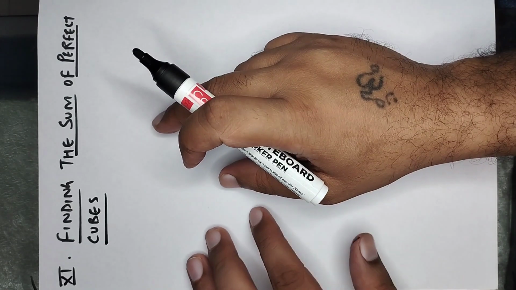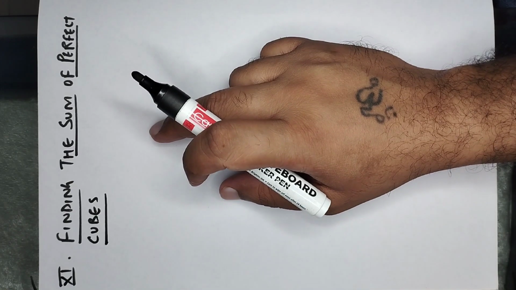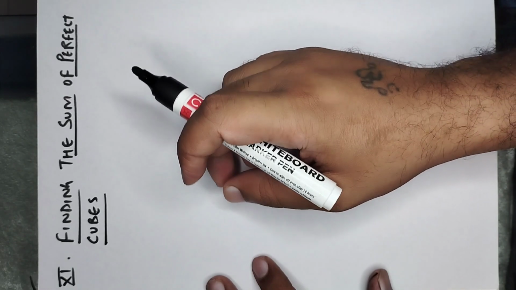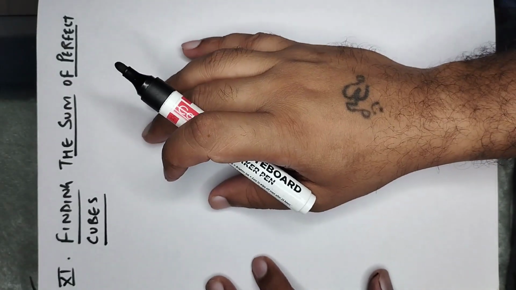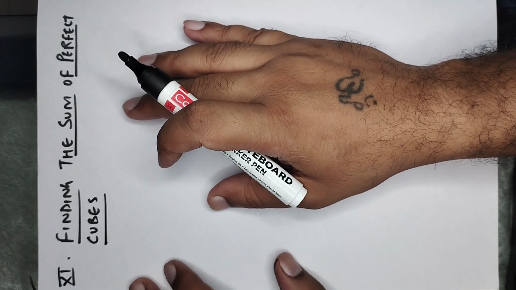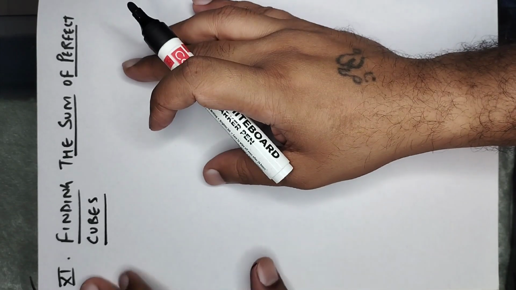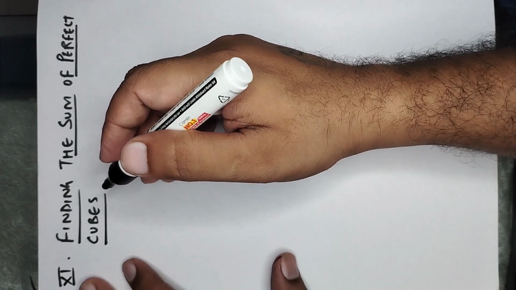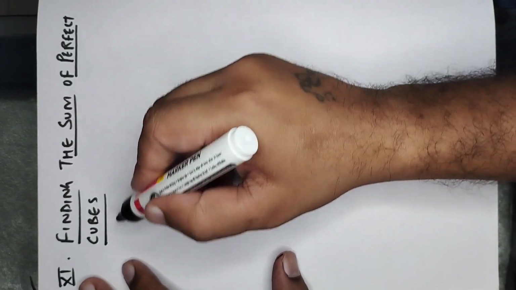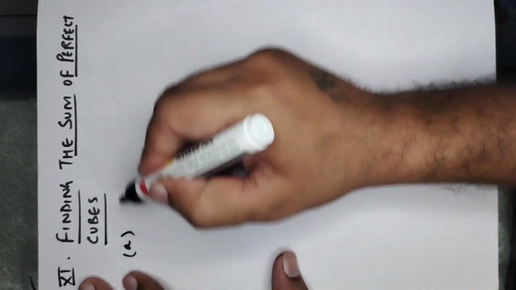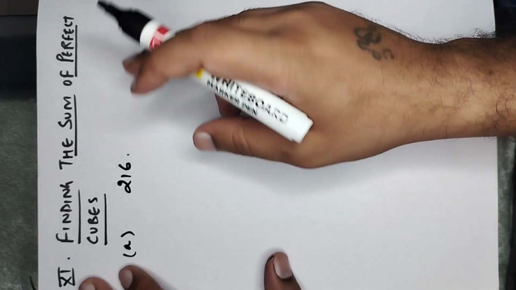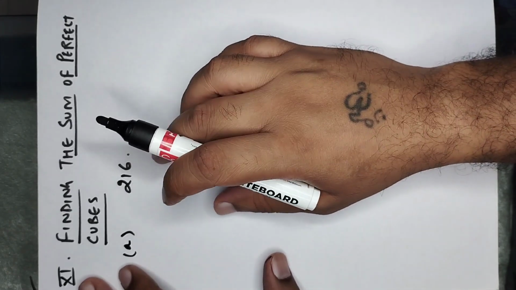Now let us see another type, finding the sum of perfect cubes. We have solved the questions in which we have to find the numbers which are perfect cubes of any number. But how do we find the sum of all those perfect cubes? What is the way of doing this? To solve such questions, I am taking an example. Let us say the number is 216, and I have to find the sum of all the cubes of this number.